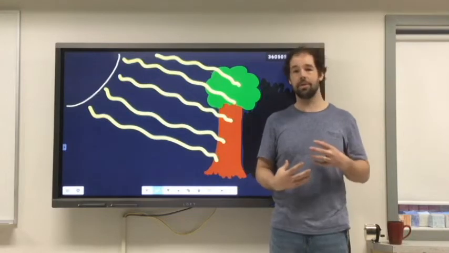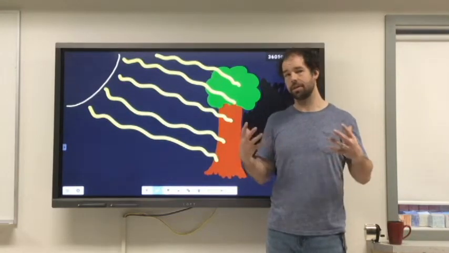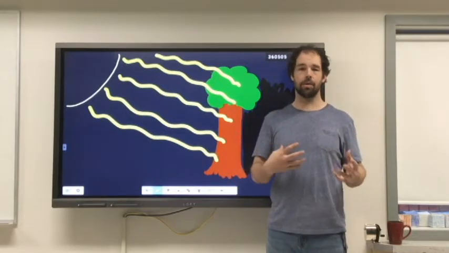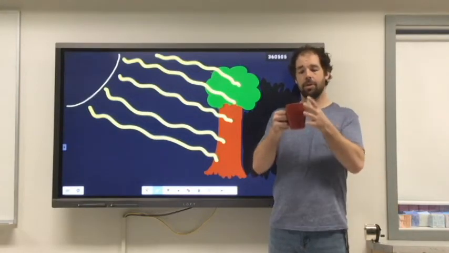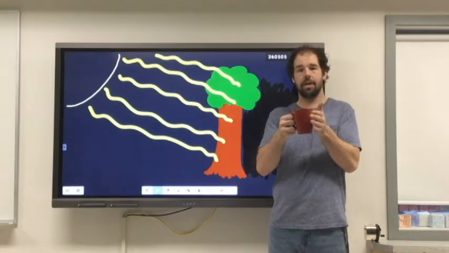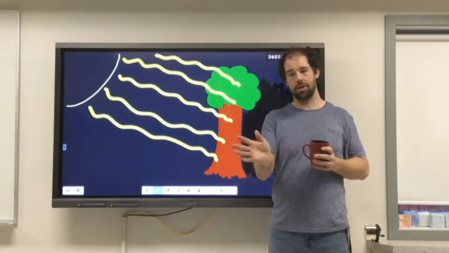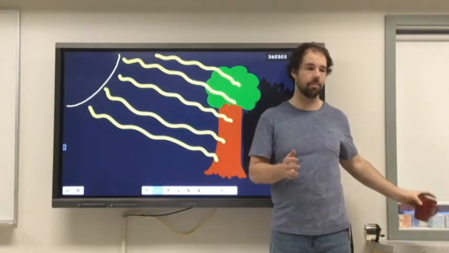Now, the sun isn't the only thing that produces thermal radiation. Anything above absolute zero, which is everything, produces thermal radiation. But the warmer it is, the more thermal radiation it'll produce. So if you have a hot cup of coffee and you put your hand near it, you will be able to feel the heat coming off of the mug. Same thing with your oven. You can put your hand close to the stove or the oven and you'll be able to feel the heat coming off of it.